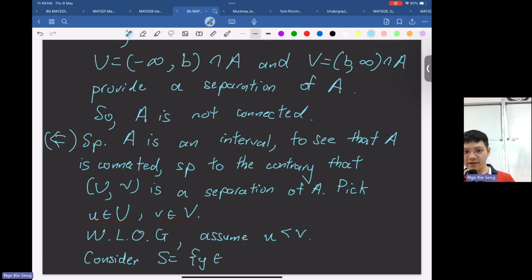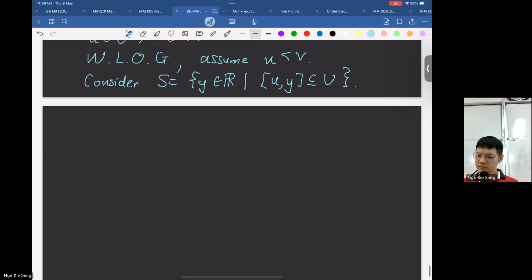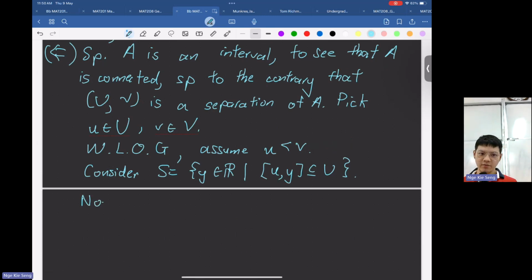This is the set of y such that the interval [u, y] is in U. I want to see how far behind little u is in the set U, and how large this interval can grow so that it can lie inside U. Can you predict what I'm trying to do here?